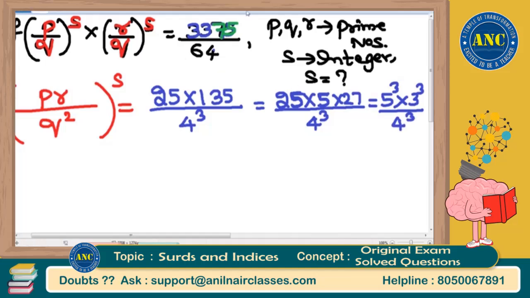The idea is to get the common power. That power in this case is power 3 everywhere, right? The idea is to get that common power. I believe that you are clear, right?